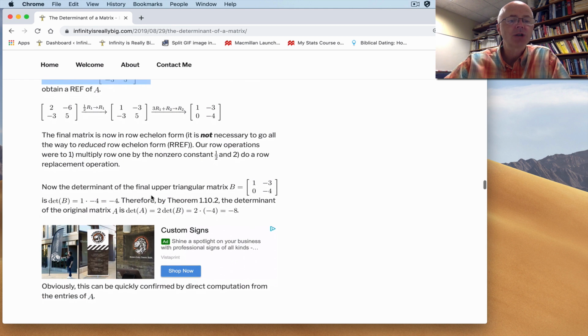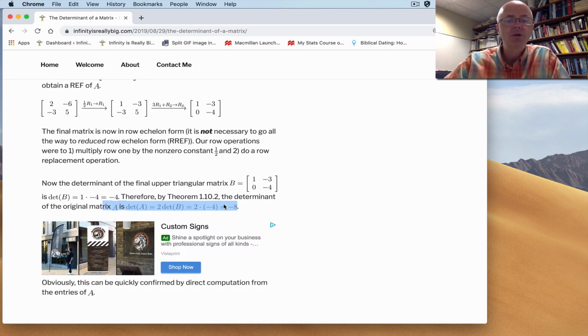And here are the computations. The determinant of A would be 2 times the determinant of B because I had to multiply the first row by 1/2. So working backwards, the original matrix is 2 times the determinant of the new matrix. So it's 2 times -4, which is -8, and you can obviously check that by just doing 2 times 5 is 10, minus 18 is -8.